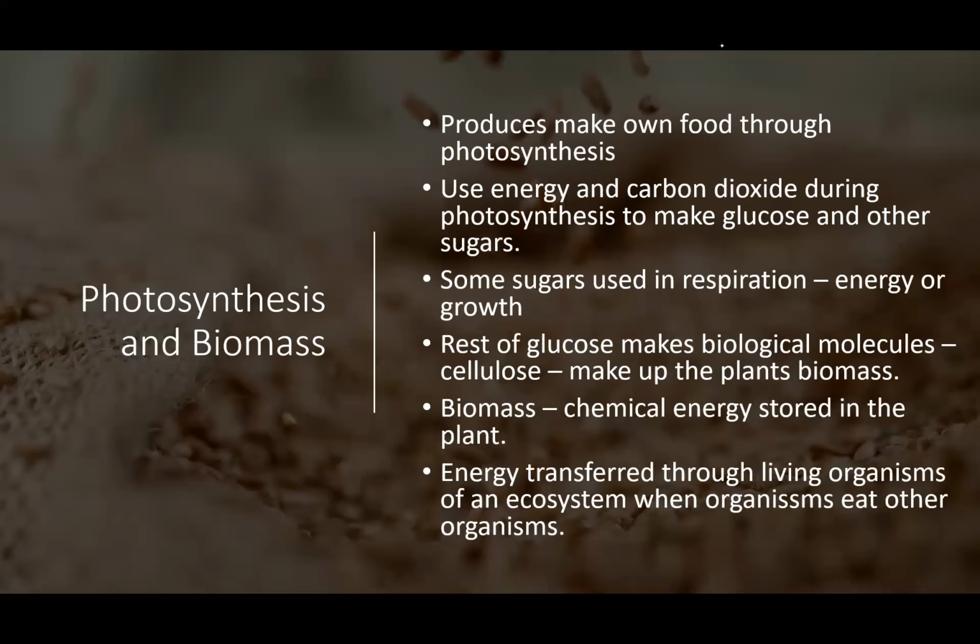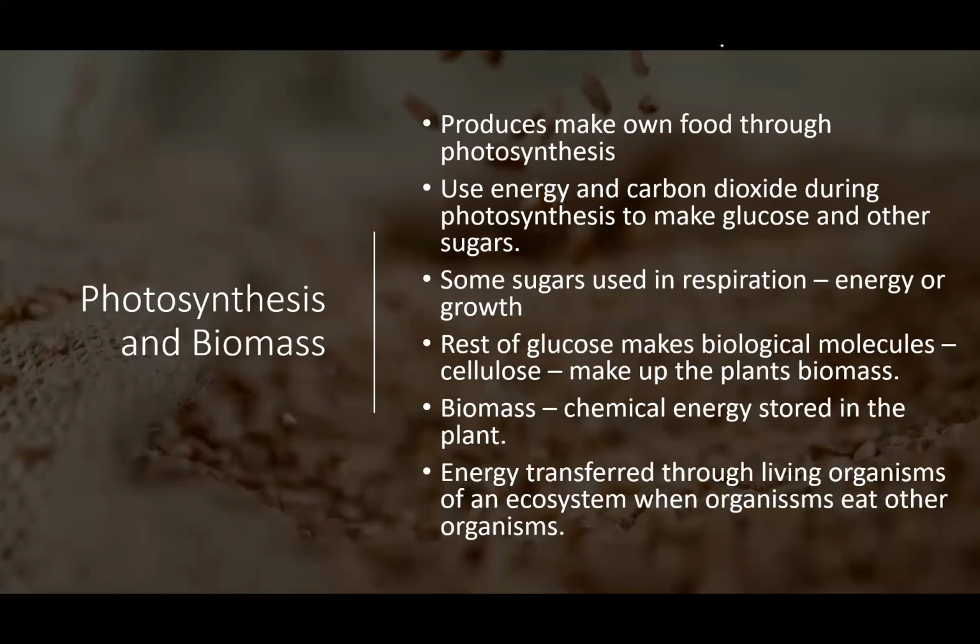And by biomass, we mean the mass of that living material. And these are really good chemical energy stores. So biomass can also be thought of as the chemical energy that's stored in the plant. So we can think of it in two ways. We can think of biomass as the mass of the living material and as the chemical energy stored inside the plant. So energy is transferred through the living organisms of an ecosystem when organisms eat other organisms.